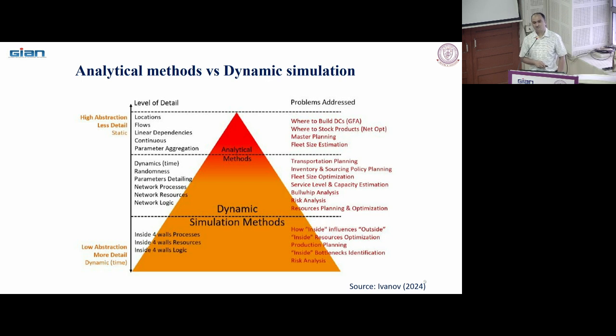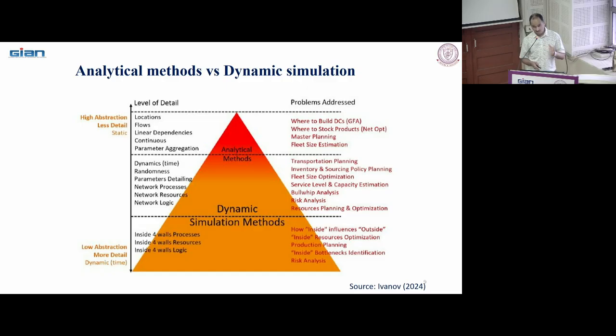Analytical methods versus dynamic simulation. There are three kinds of decision making we looked at in the first session: strategic level, tactical level, operational level. So what are the strategic level decisions? Long term. Facility location allocation, basically, is a long-term decision. It needs a huge amount of investment, and the time period is like 5 to 10 years. Here you can see abstraction, what details you basically need. Analytical models are good for these long-term decisions, like facility location, flows, where to build DCs, where to stock products. GFA means greenfield analysis.